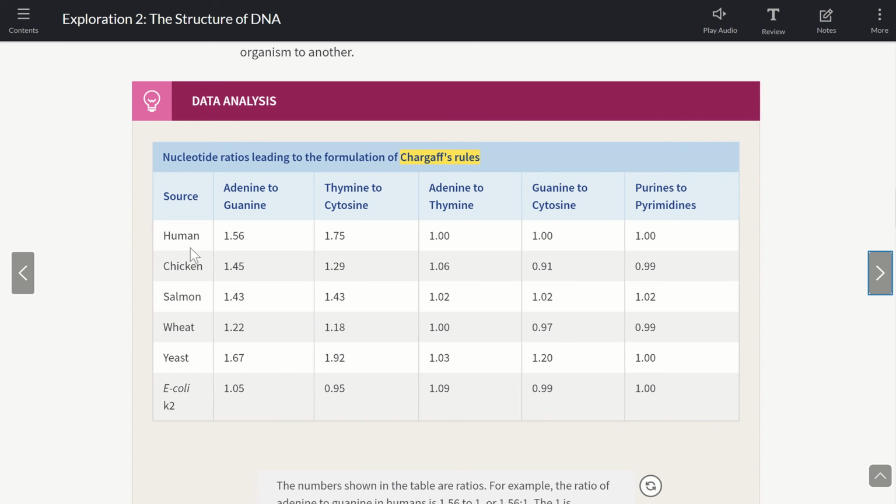In every single one of these organisms, he noticed a trend. He noticed that no matter how many total nitrogen bases there were, there was always the same, or at least a very similar ratio of adenine to thymine, in other words, A to T, and G to C. You can see if you look at these other types of ratios, they're not similar, but when you compare the ratio of A to T, they were almost always the same. G to C, almost always the same.